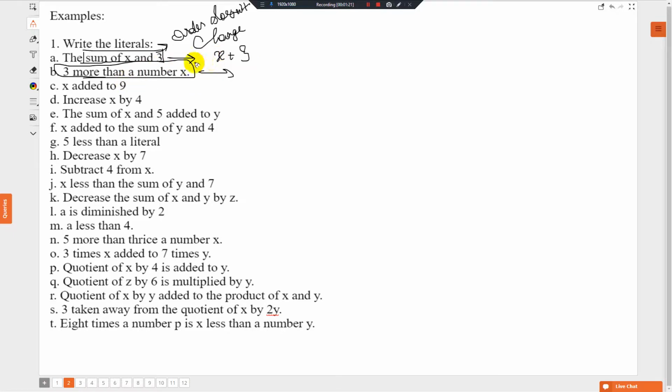So here, does the order change or not change? Yes, it changes. The order changes. So it is the same as x plus 3. Both are the same, right? Same answers.